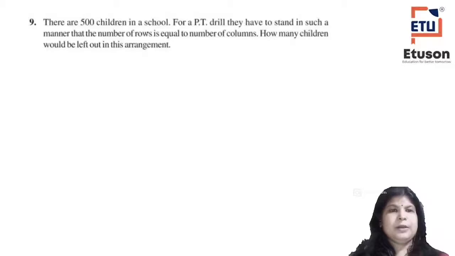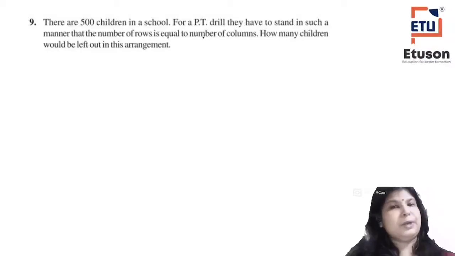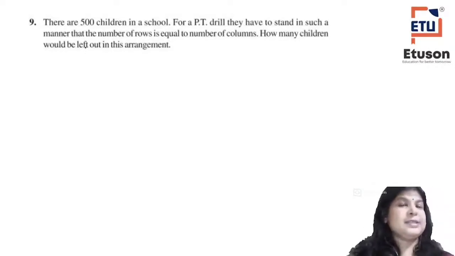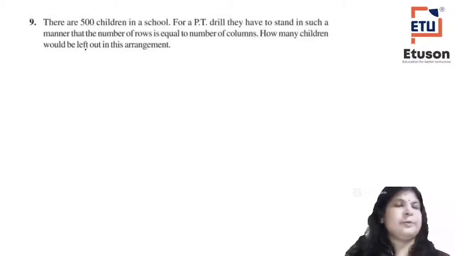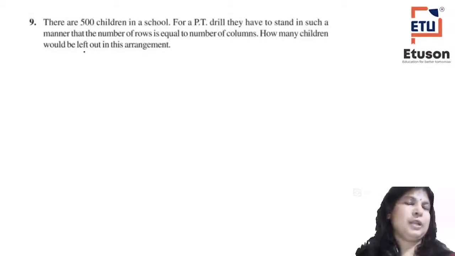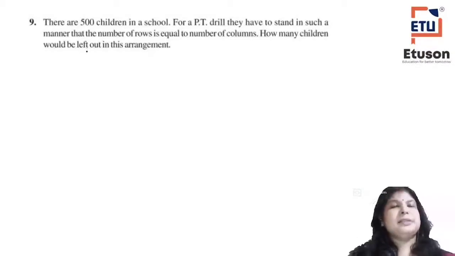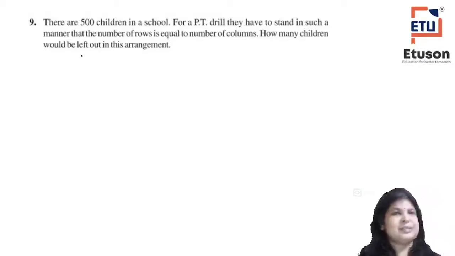There are 500 children in a school. For a PT drill, they have to stand in such a way that the number of rows is equal to the number of columns. How many children would be left out in this arrangement? So the only difference is there. Earlier you had to find out how many more are required. Here it is even easier. Directly if you get the remainder, that remainder is the answer for this, right?